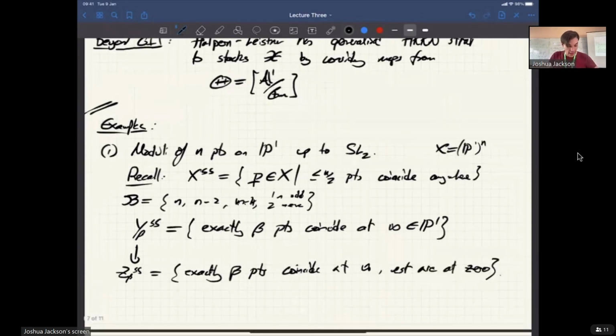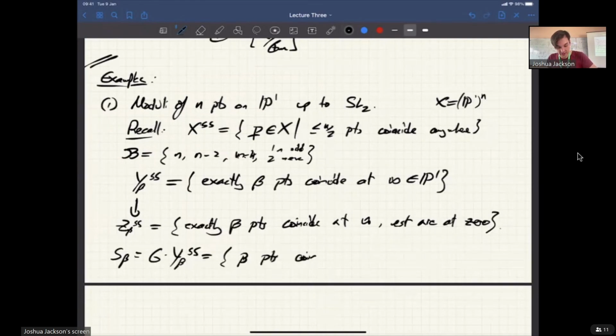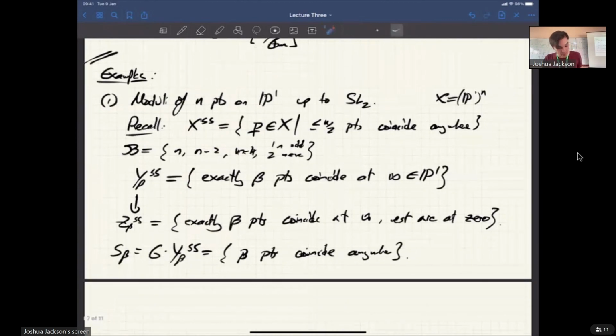Okay, and then so what's S beta? So S beta, I told you, is the G sweep of Y beta SS. So this is the set where beta points coincide anywhere, and you don't have more than beta points coinciding anywhere else. So this is a plausible measure of instability given what we know about the semi-stable locus. Okay.